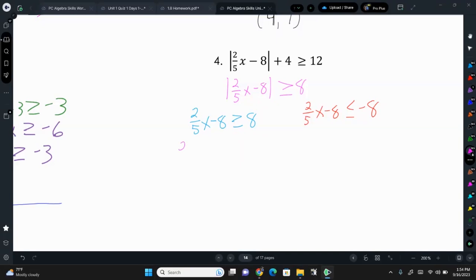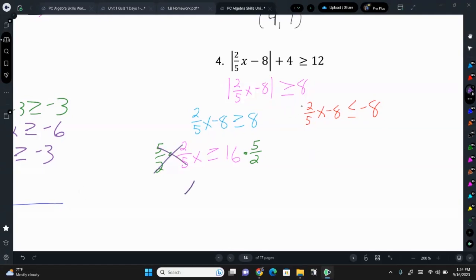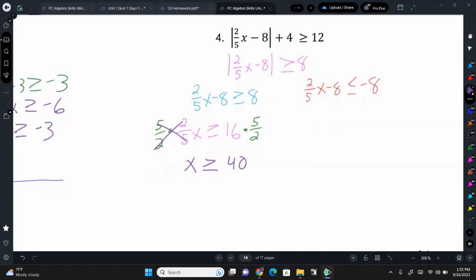Right, so then we will solve these. The blue one, add 8 to both sides, so 2 over 5x is greater than or equal to 16. Well, then we have to multiply both sides by the reciprocal, 5 over 2. And when we do that, on the left side, we get just x is greater than or equal to, and then 16 times 5 over 2 is 40 if we type that in the calculator. So x is greater than or equal to 40. Now the red one, add 8 to both sides, 2 over 5x is less than or equal to 0. Well, that's nice because when we multiply both sides by 5 over 2, we're still going to get 0.